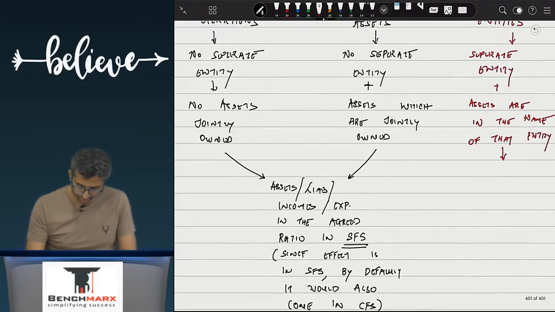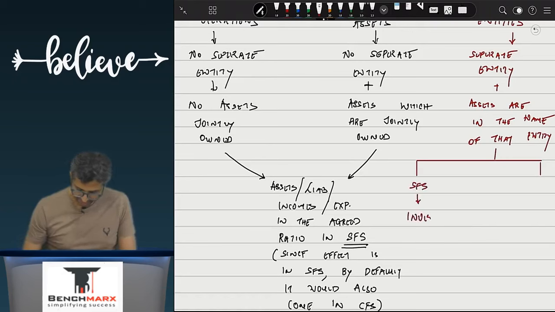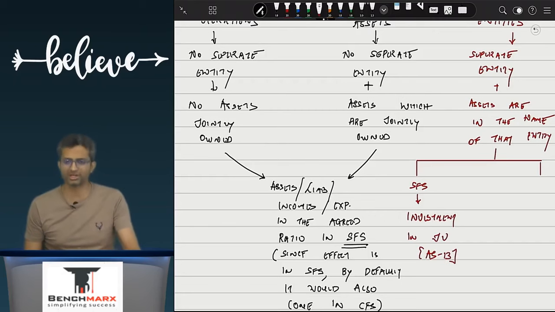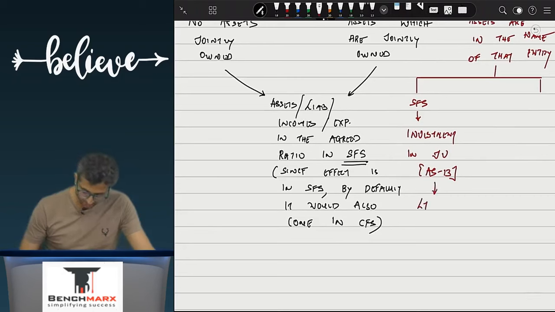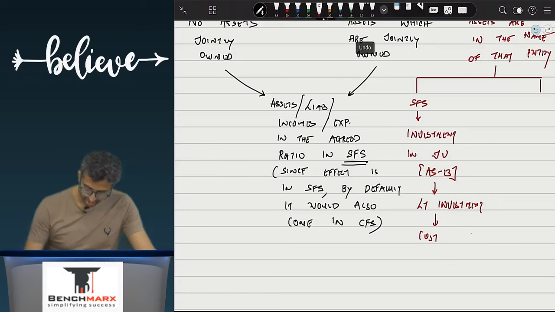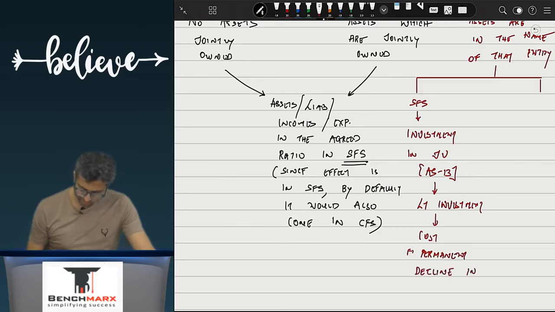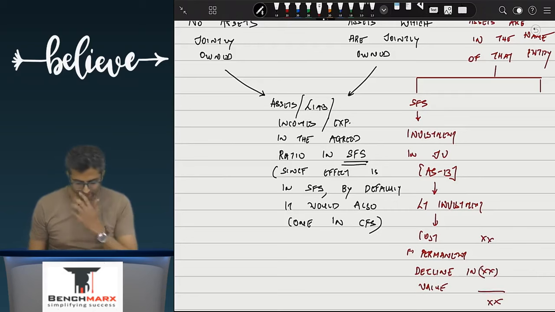So over here, when we are looking at this situation for a jointly controlled entity, in the SFS you will show investment in joint venture. This will be as per Accounting Standard 13. Usually these are not current investments. These are usually long term investments. A joint venture is not usually made for less than 12 months. So these are usually long term investments, which are to be shown at cost, less permanent decline in value. This is as per AS 13. If you have not done AS 13, you will study this at length later. So this is in the SFS.